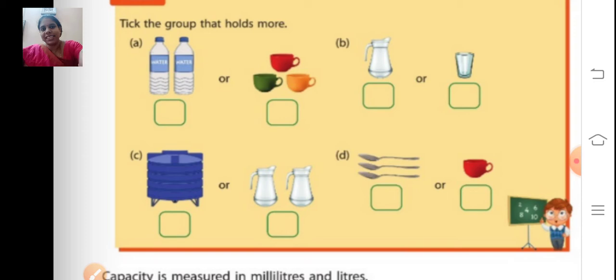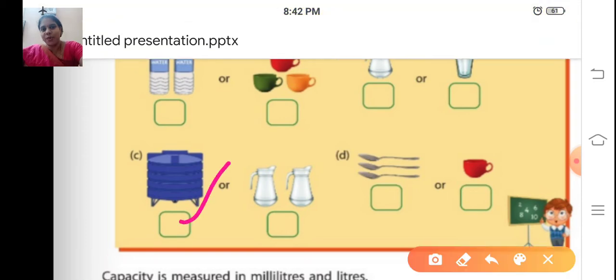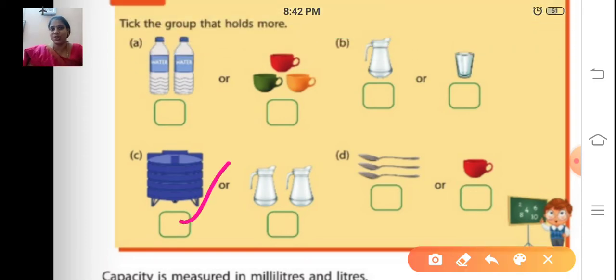Obviously, this one, right? The water tank can hold more water, right? The more water you can store in that, right? So that C1, that is the water tank. And D1, which one can hold more? Which one can hold more? Spoon? No, then yes, cup. So this one can hold more than a spoon, isn't it?